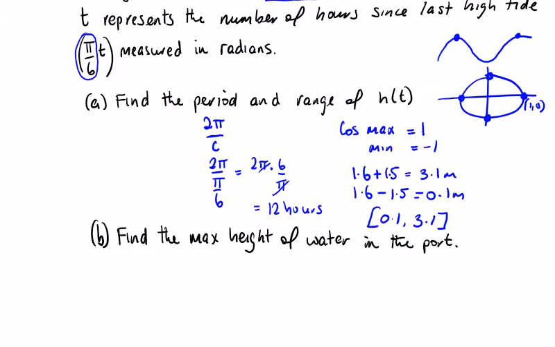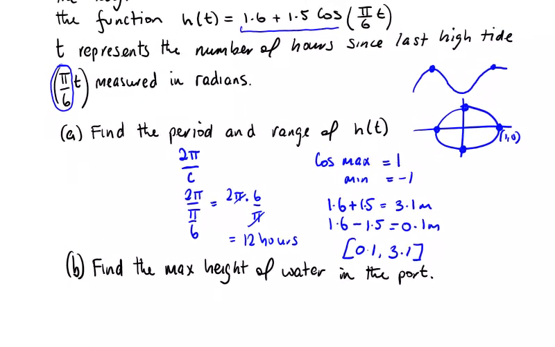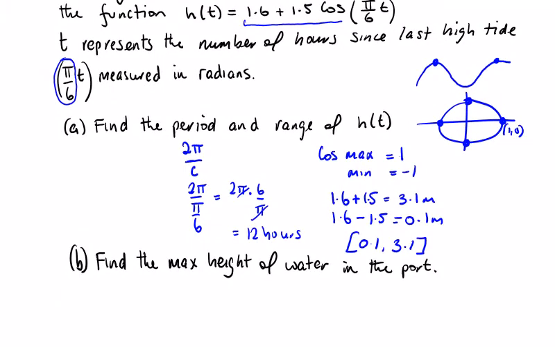Part B, find the max height of the water in the port. Well, we've already got that, and you couldn't really do part A without getting that, so someone in the exam commission must have had a bit of a brain freeze with part B. So the max height is 3.1 meters. If you want to show the work in this part, 1.6 plus 1.5 times 1 is 3.1 meters. So marks for the same question twice.